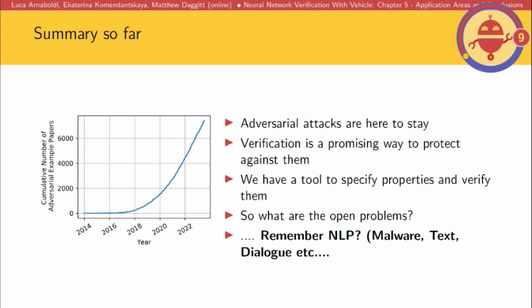So this is a graph by Nicholas Carlini. You might be familiar with him. He's at Google. He's a big name on this kind of thing. He's showing that the number of cumulative papers is increasing exponentially. And there are several new attacks coming out pretty much every day or every security conference. We need to start verifying this.